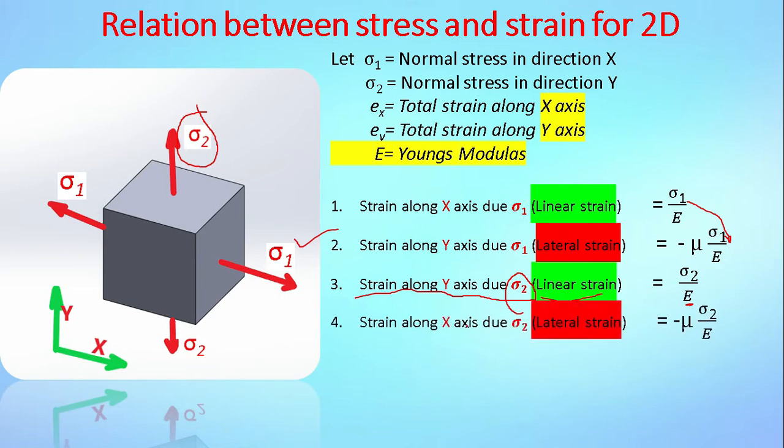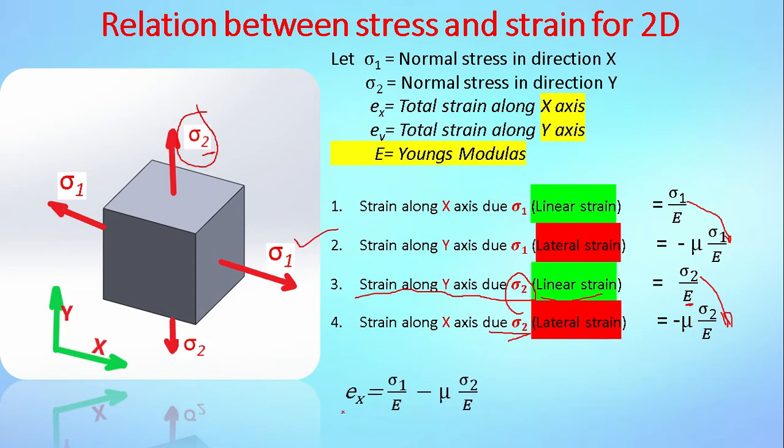Strain along x direction due to the sigma 2. Now for this sigma 2, x direction is a lateral direction. So lateral strain is equal to strain in y direction multiplied by minus mu. So lateral strain is equal to minus mu multiplied by this linear strain in y direction.